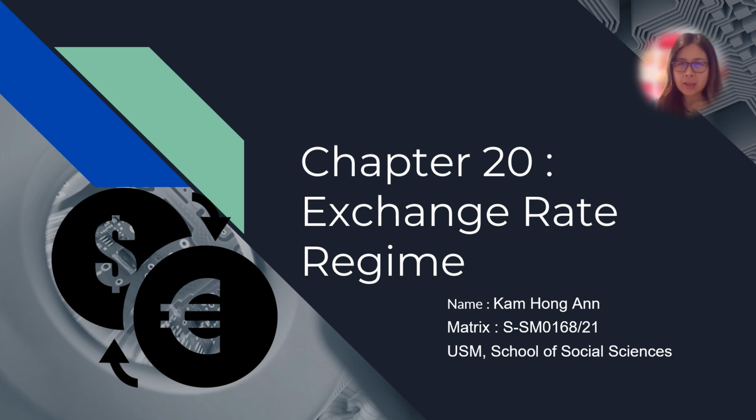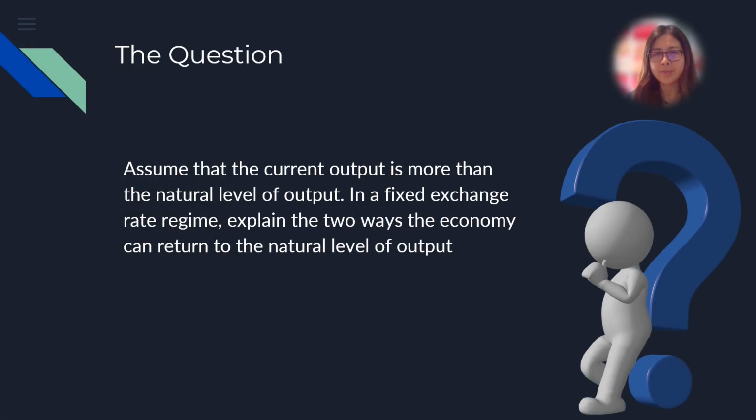My name is Anne. Today I will attempt the questions from chapter 20 which is related to exchange rate regime. The question that we have for today is: assume that the current output is more than the natural level of output. In a fixed exchange rate regime, explain the two ways the economy can return to the natural level of output.